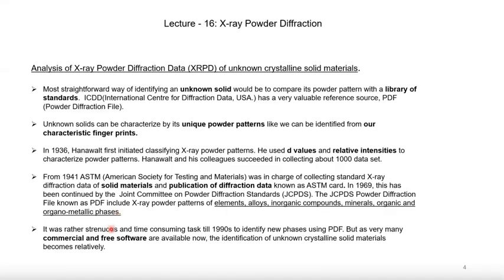Until the 1990s, it was rather strenuous and time-consuming to analyze a powder pattern, because we were doing it manually, and matching with the PDF was rather critical also. But we now have commercial and free software. Many commercial and free software packages are available to identify unknown crystalline materials. Therefore, it becomes relatively easy to do the job.